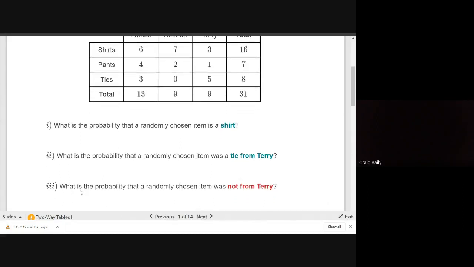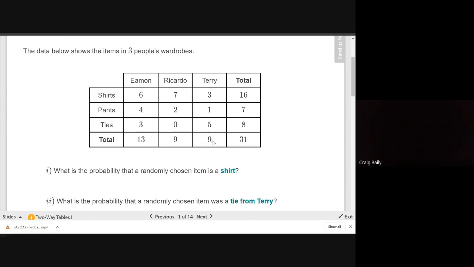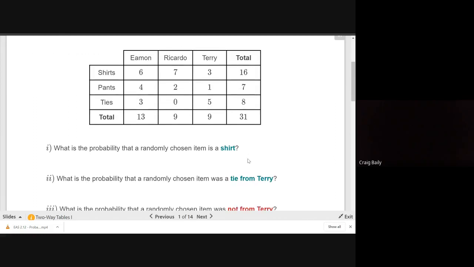And as far as the probability that a randomly chosen item was not from Terry, well, Terry's got 9 items, so not from Terry is 13 and 9, which is 21 over 31. So what we want to take away from this lesson is, when the wording of the question is randomly chosen item, that tells us the denominator of the fraction is going to be out of everybody.